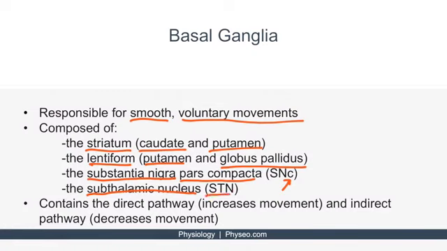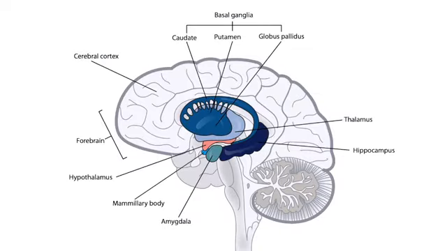Now, the basal ganglia contains the direct pathway, which increases movement, as well as the indirect pathway, which decreases movement. So now let's show some anatomy of these locations. Here is a sagittal view of the brain. This is actually figure 8.4, which was discussed in section 1 of this chapter.